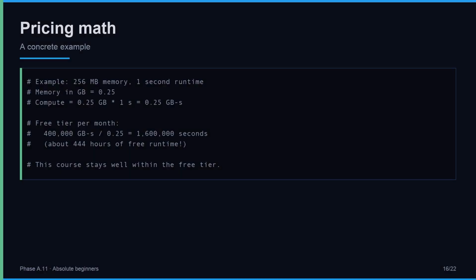Suppose your function uses 256 megabytes of memory and runs for 1 second. That is 0.25 gigabytes times 1 second, which equals 0.25 gigabyte seconds per invocation. Divide the 400,000 free gigabyte seconds by 0.25, and you get 1,600,000 free seconds per month, about 444 hours. You will never approach that in this course. The free tier is designed so that learners and small projects pay nothing. The math is on your side.